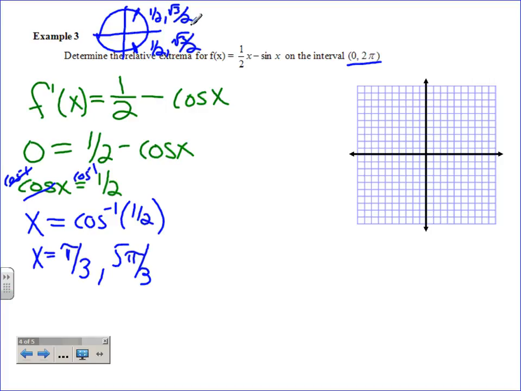What are the intervals that I have to check for increasing and decreasing? The person up front was close, but they said negative infinity. I meant, yeah, you start at 0. I meant 0 to pi over 3. And why is that? Who can state why I'm looking at that interval?